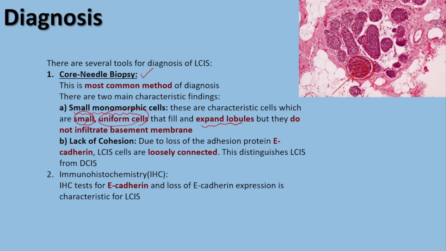Another point about this cancer, lobular carcinoma, is that because of a mutation, these cancer cells are lacking the E-cadherin protein, and E-cadherin protein is responsible for keeping the cells tightly together. So these cancers do not have E-cadherin, and as a result, the cancer cells are loosely connected together. And this is one of the main distinguishing features of lobular carcinoma in situ.